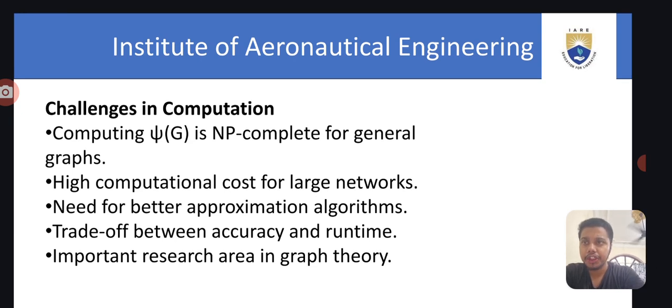Challenges in computation. Computing phi of G is NP-complete for general graphs. High computational cost for large networks. Need for better approximation algorithms. Trade-off between accuracy and runtime. This is an important research area in graph theory.